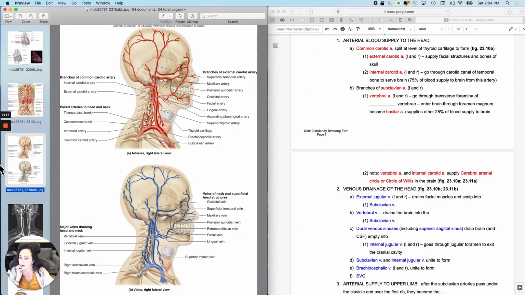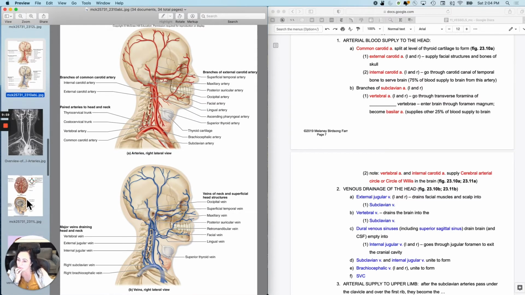Okay, so let's look at the circle of Willis real quick. All right, so please notice what we're doing. We've got this internal carotid artery that's going to go up the carotid canal. And then we've got the vertebral arteries that are actually going to go up, and it looks like it's going back here, but it doesn't. It actually dives and then goes up the foramen magnum. And then those collectively are going to form what we call the cerebral arterial circle, or the circle of Willis.